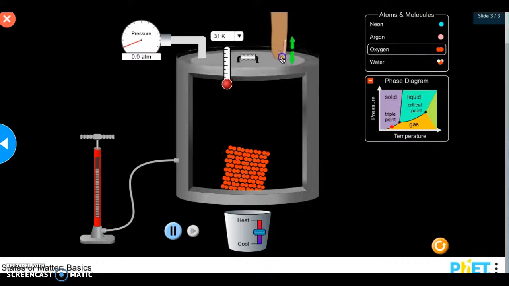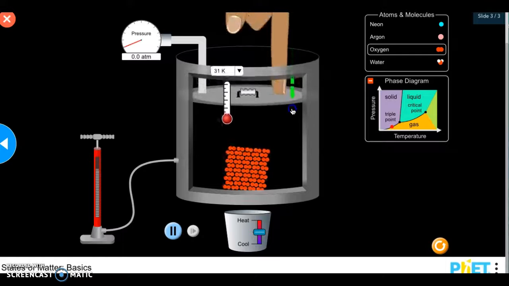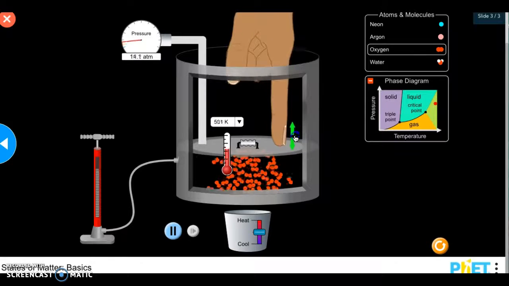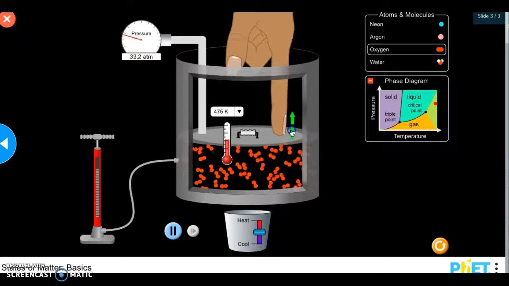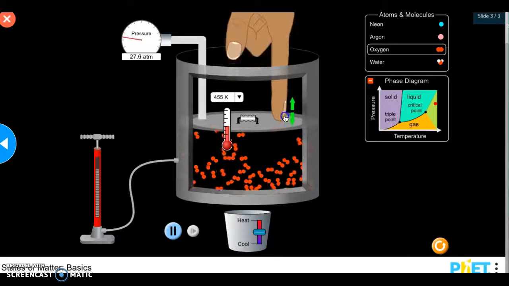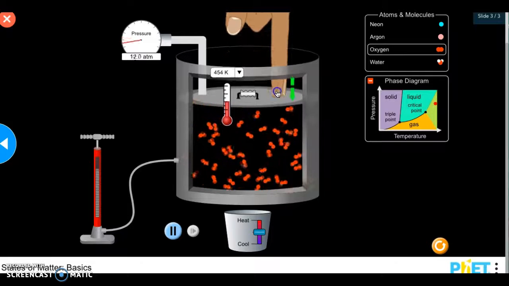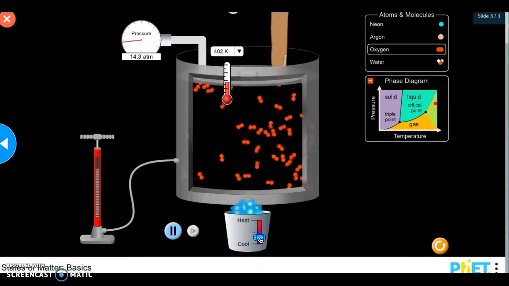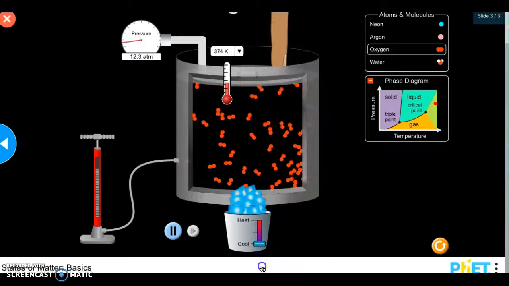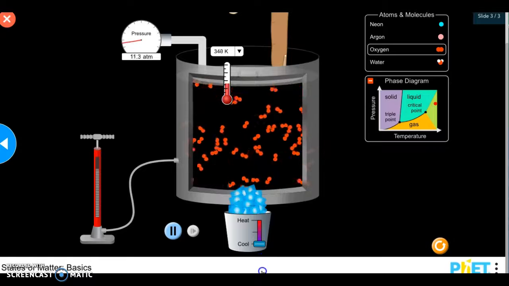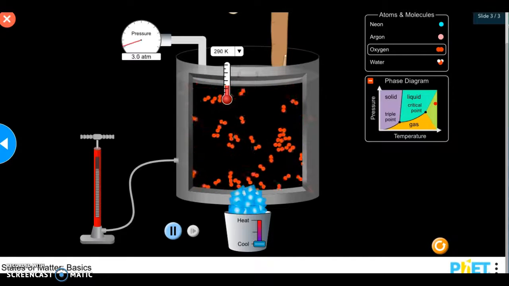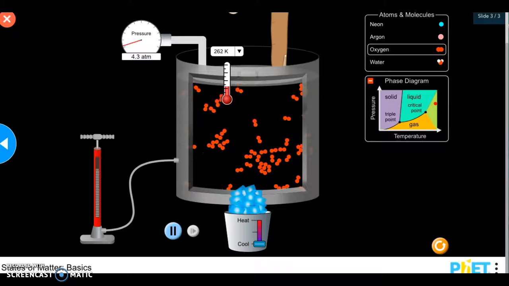Then for oxygen, so oxygen molecules are currently at a solid state of matter. When I add pressure, once again, these molecules break apart and they form to a liquid and then a gas. And then when I add some cooling to these oxygen molecules, they transform from a gas to a liquid to a solid.